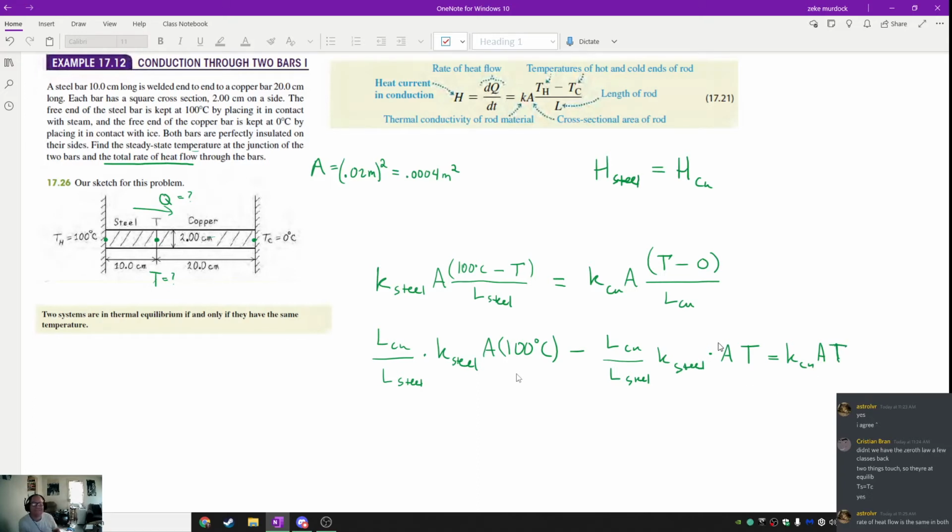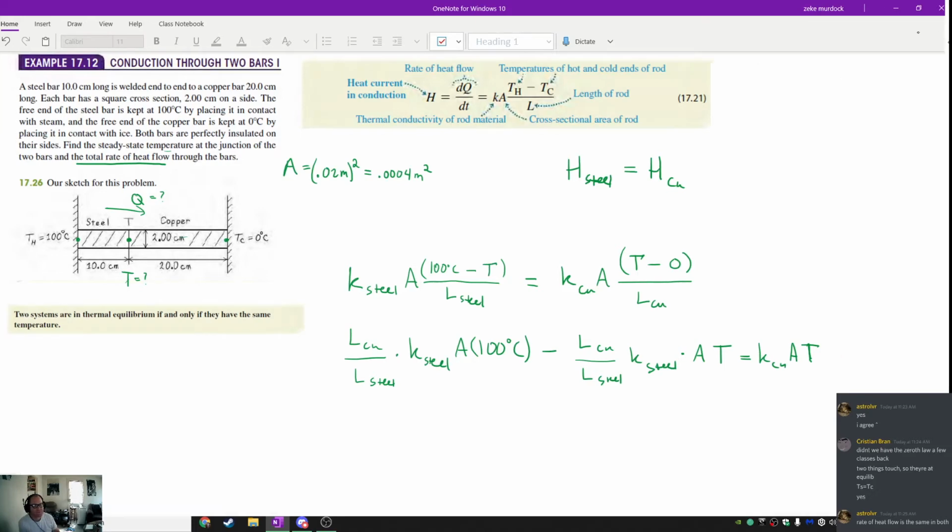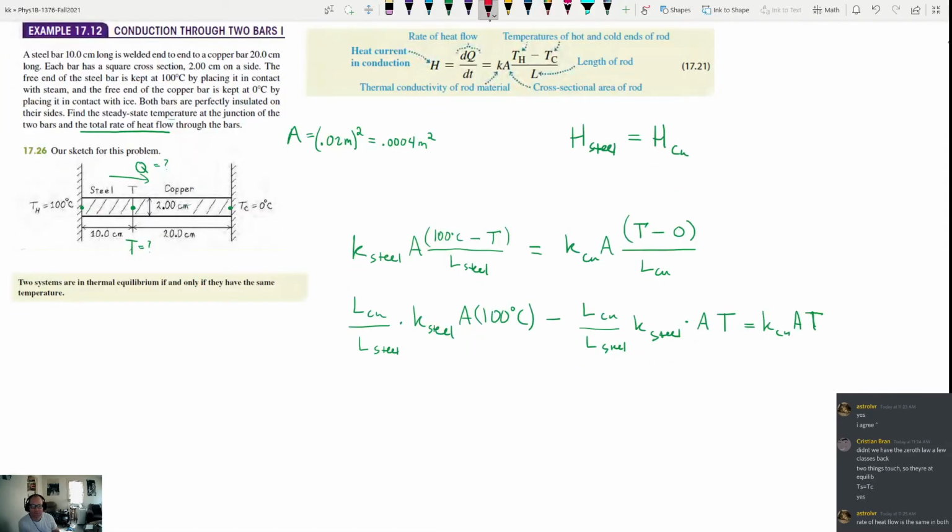I'm going to save myself a little bit of time here because the A's are on both sides, right? So we can cancel the A's out. All I've done here is take L copper and multiply it over here. So you have L copper over L steel times K steel times A times 100. Distribute that through. You have L copper over L steel times K steel times T with a negative sign. And we just need to get everything on the same side of the equation. So I'll do this in one final step here.